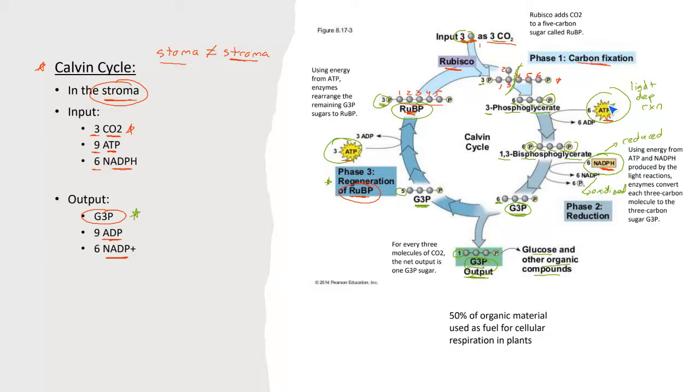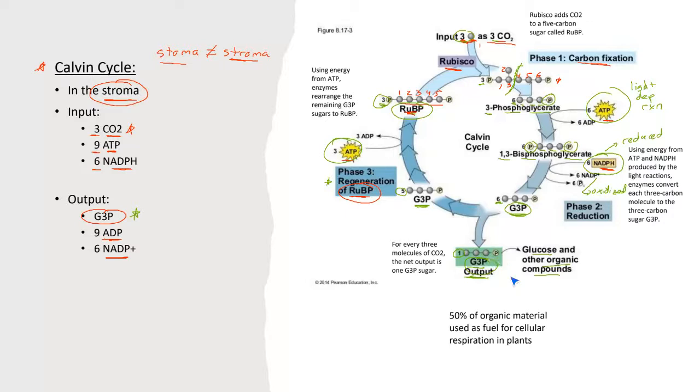Okay? Then we have to use energy from ATP and NADPH produced by the light reactions. NADPH, ATP, and enzymes convert each 3-carbon molecule to a 3-carbon molecule called G3P. And 1 G3P is going to exit. Okay, so for every 3 molecules of carbon dioxide, the net output is going to be 1 G3P molecule.